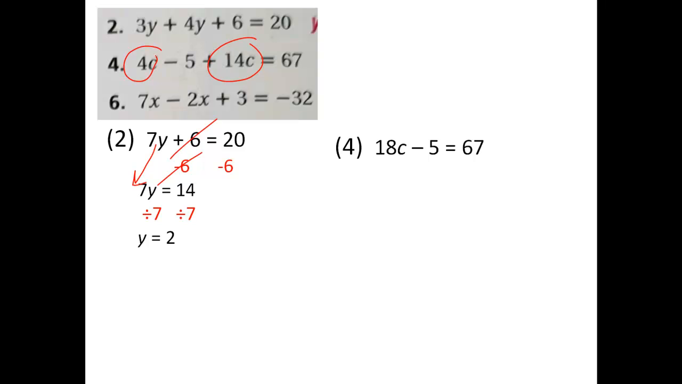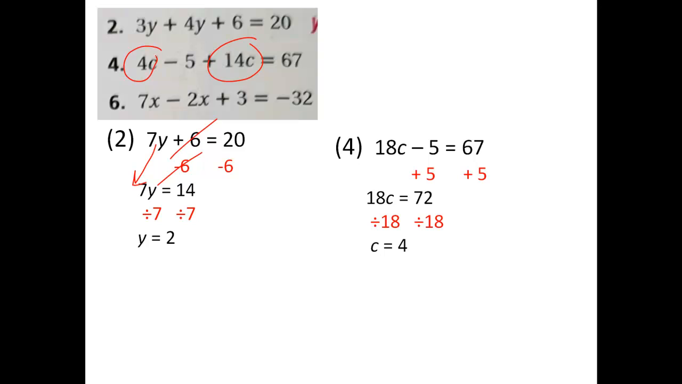Then we have here, what is the sign of the 5? It is negative, so we will add 5 on both sides. 18c will equal 67 plus 5, which is 72. Then what is the relation of 18 and c? It's multiplication, so we will divide by 18 on both sides. So c will equal 72 divided by 18, which is 4.